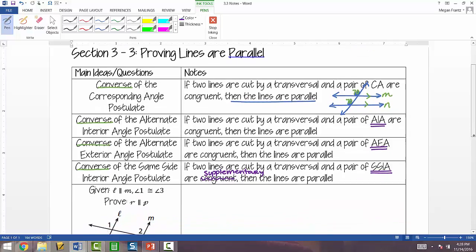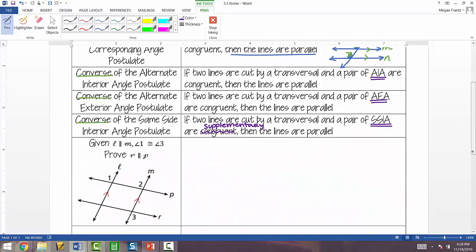So your problems are going to look something like this. In this case, I gave you 2 pieces of information, and you need to prove that these lines are parallel. So I gave you that L is parallel to M. So these two here we know are parallel. And then I also know angle 1 is the same size as angle 3. We need to prove that R and P are parallel. So we're going to make a proof. Remember, you need a statements column and a reasons column.